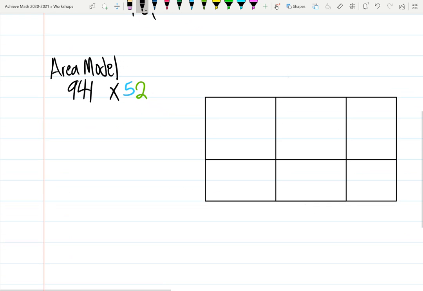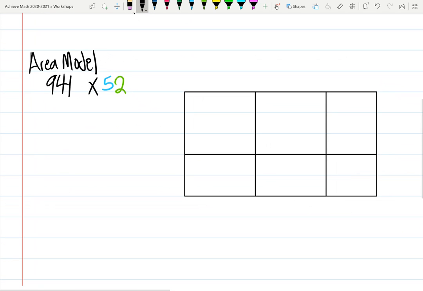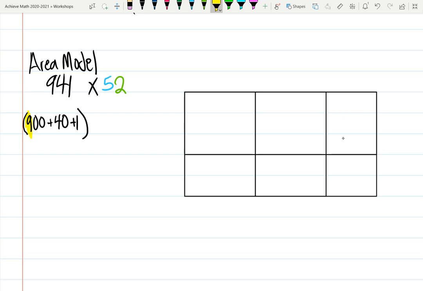I'm going to show you the same process, but using an area model. Using an area model requires you to use expanded form. I'm going to represent 941 as 900 plus 40 plus 1. Notice the 9 comes from the 900. Fill the rest with zeros. 4. How many zeros does 40 have? 1. And then lastly, just a regular old 1.